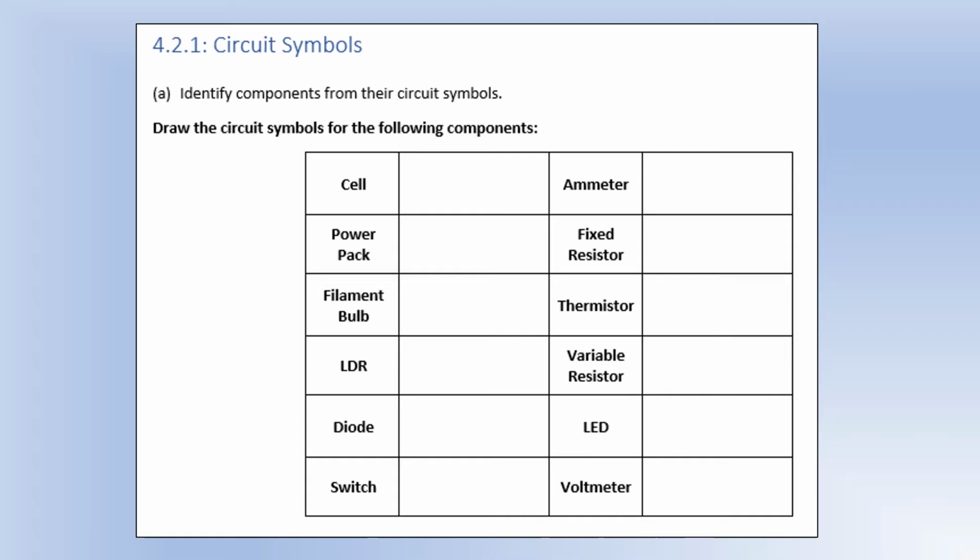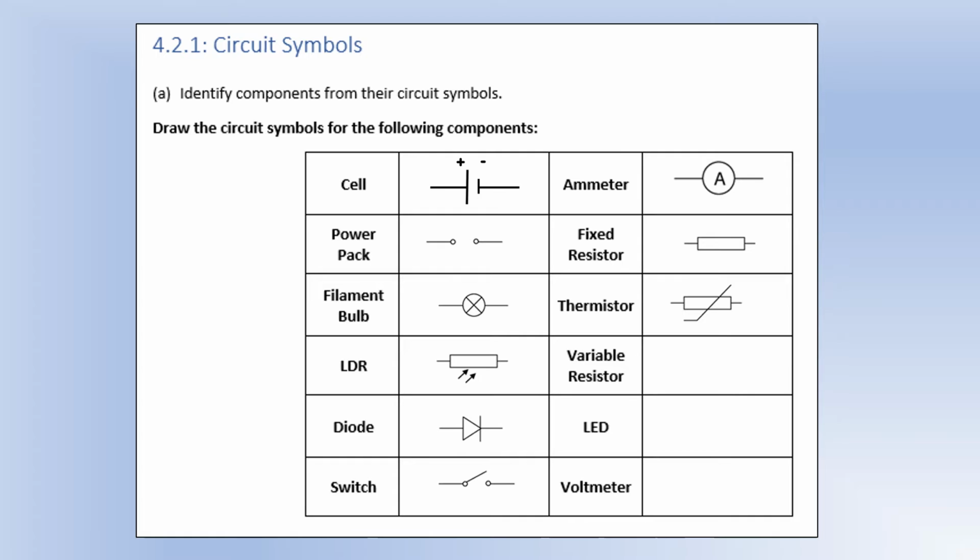All right, so let's go through our circuit symbols. Should be fairly straightforward. Our cell, power pack, a filament bulb, LDR, diode, switch. Then going down the second column, ammeter, fixed resistor, thermistor, and it doesn't matter if you do it the other way up, a variable resistor, an LED, which looks very like a diode just with the photons coming off, and then finally our voltmeter. This is not an exhaustive list, but these are the common ones that crop up as part of the course.